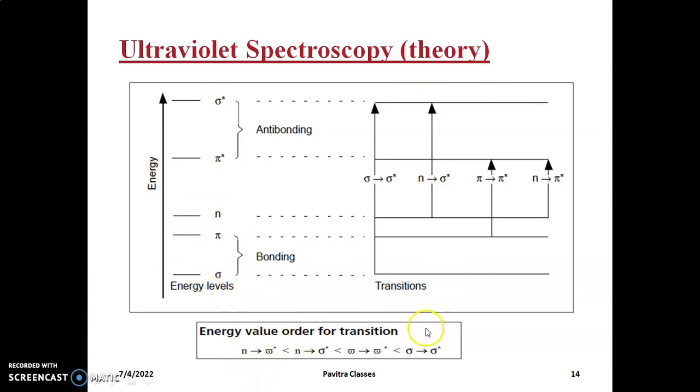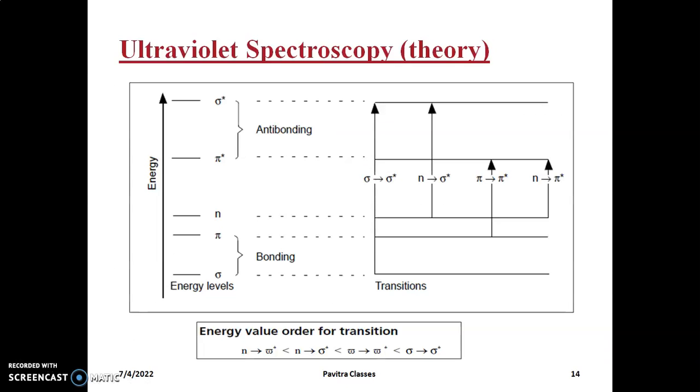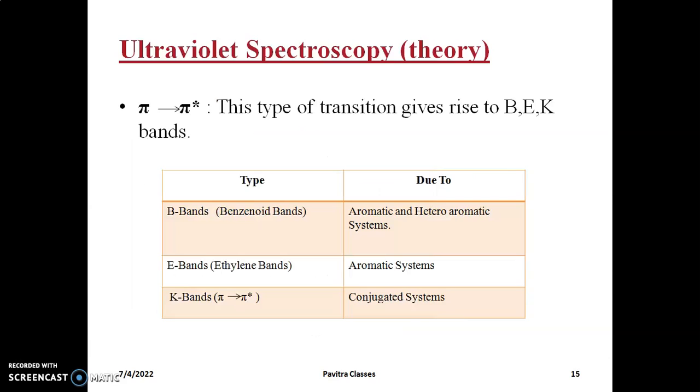So the energy order will be: n to pi star requires the least energy for the transition, then n to sigma star, then pi to pi star, and the highest energy required is for the sigma to sigma star transition, because it is a saturated compound. The valence electrons will not be excited very easily because of the saturation. It takes the highest energy to take sigma electrons from the ground state to the excited state.